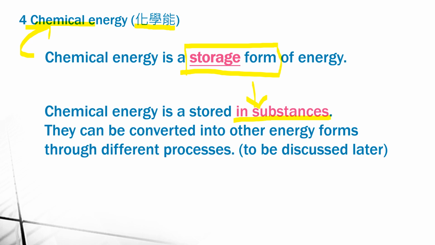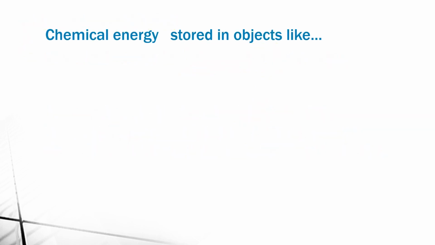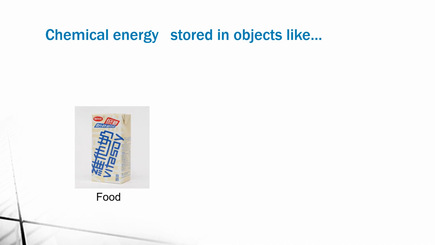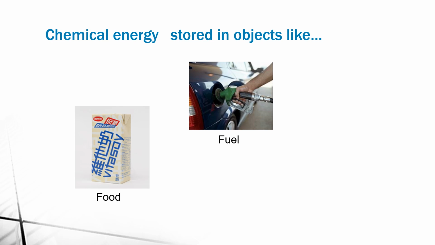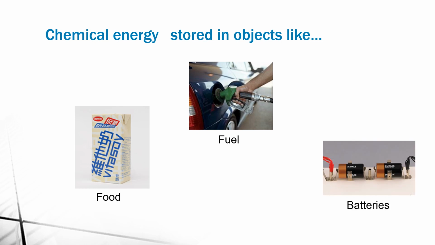喺啲物質入邊儲存能量嘅方式。Now, these substances, the chemical energy inside can be converted into other energy forms through some different processes. We will explain it in detail later on. Now, I'll give you some more examples of the storage form. Just like the food, they store chemical energy. The fuel, maybe the fuel for just like petrol, 汽油, is being put in the car, or batteries. They store chemical energy. Now for these batteries, actually we call them chemical cells, 叫化學電池.